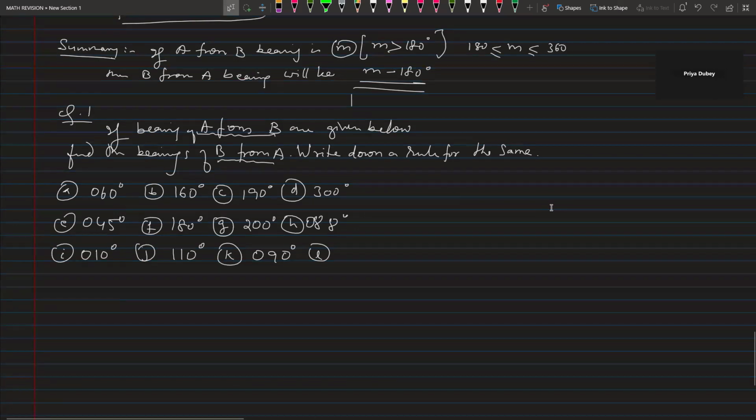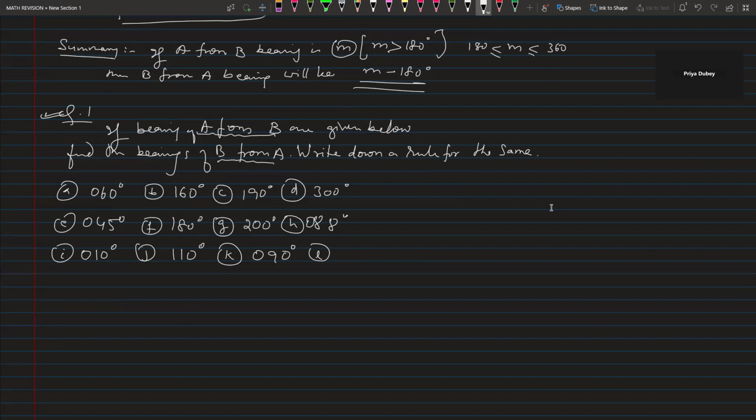Okay. Now this question, if you can do very quickly, you have a calculator with you. I want you to do it by the shortcut method, very quick answers. This is that question: if the bearings of A from B are given below, find the bearing of B from A, that is the reverse bearing, and write down the rule for the same.